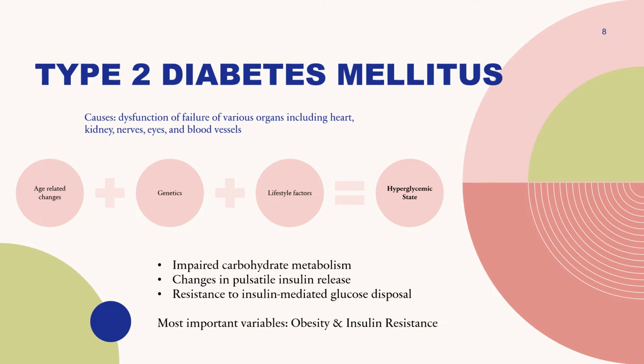So what happens is age-related changes combined with things like genetics and lifestyle produce a hyperglycemic state. Current evidence suggests that the hyperglycemia of type 2 diabetes is caused by impaired carbohydrate metabolism, changes in pulsatile insulin release, and resistance to insulin-mediated glucose disposal. As with metabolic syndrome, the most important variables associated with type 2 diabetes are obesity and insulin resistance.